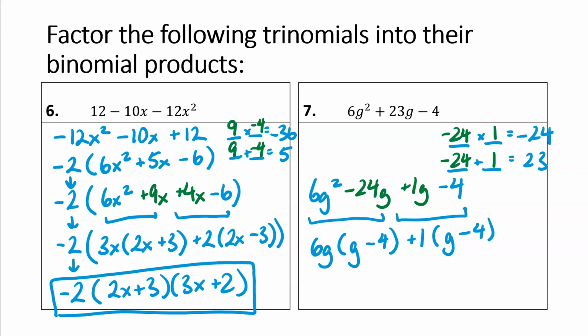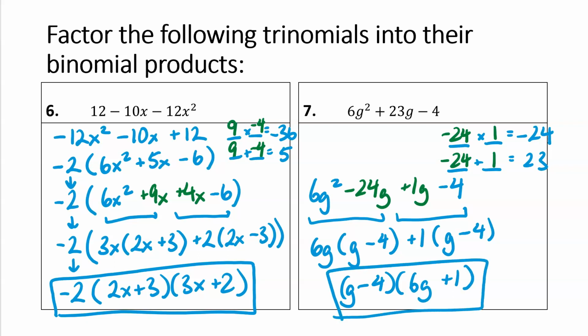Now you see you have a common binomial, g minus 4. Factor that out. G minus 4 is multiplying 6g and positive 1. And that is your factored form.